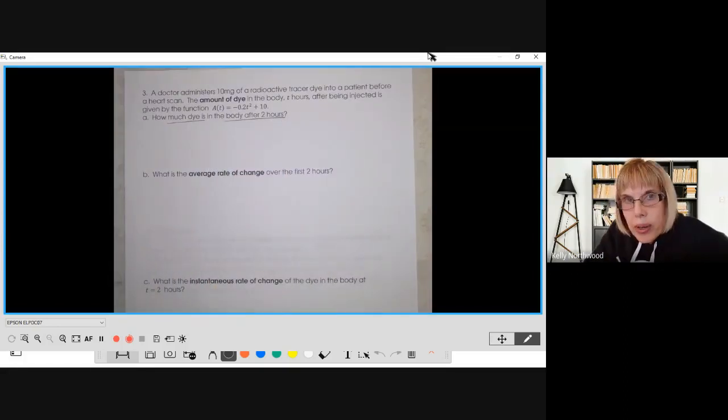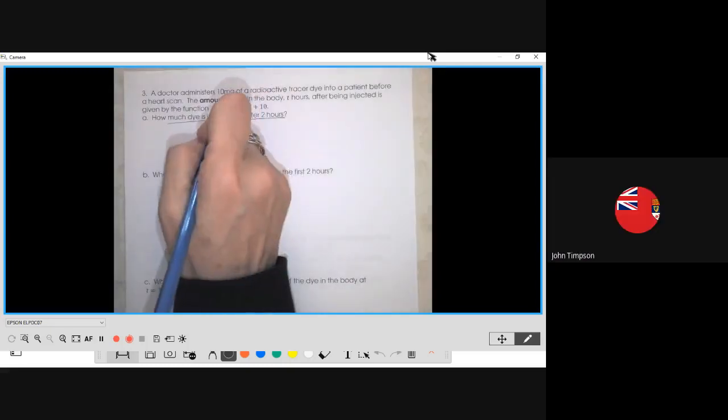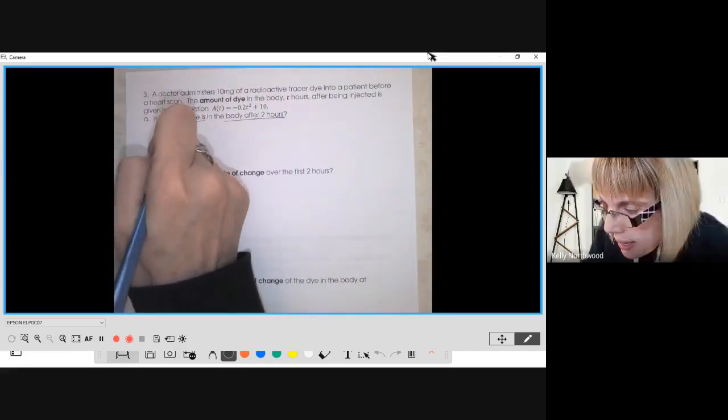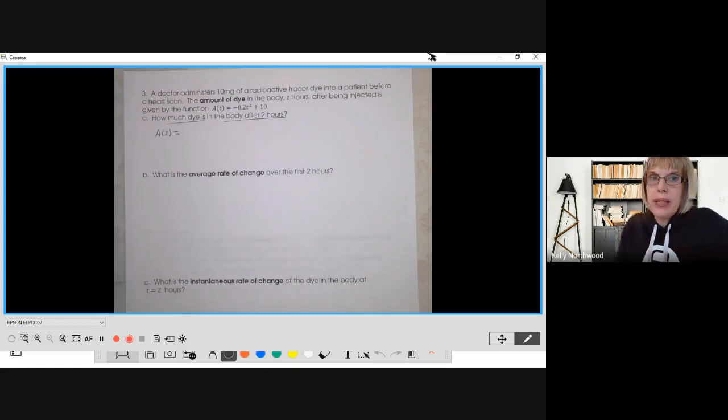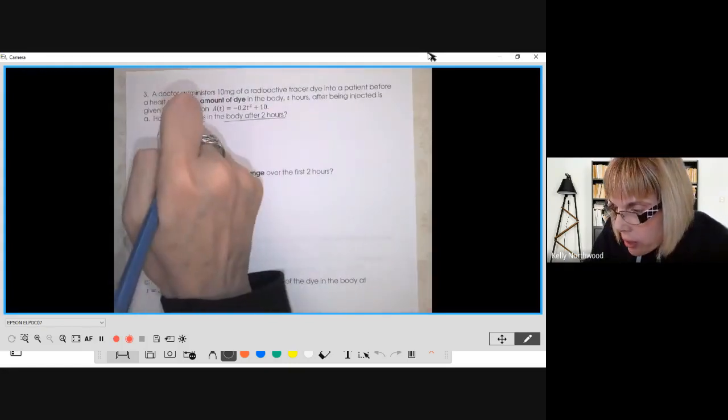Notice how in this question, it doesn't ask you about any rate. It doesn't ask you about an average rate or an instantaneous rate. It just says how much dye is in the body. Anyone think they know what this question's asking me for? How I would find the answer? Just evaluate A at 2. Yeah. Okay, so all this question really is asking me for is A at 2. Great. So what's the amount in the body when T is 2 hours? Very good.